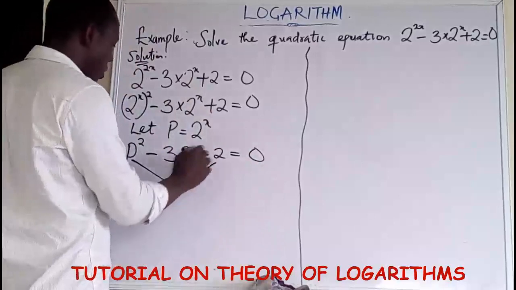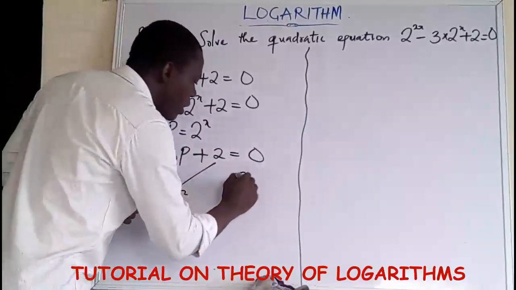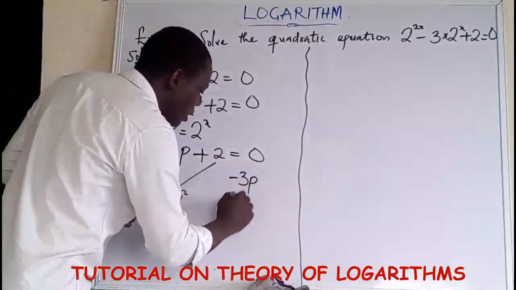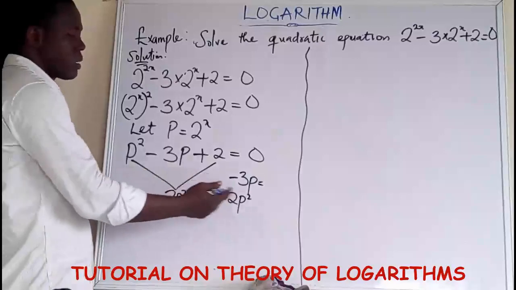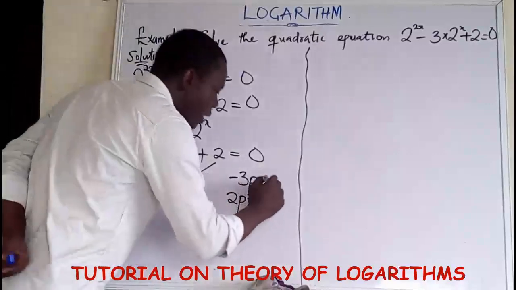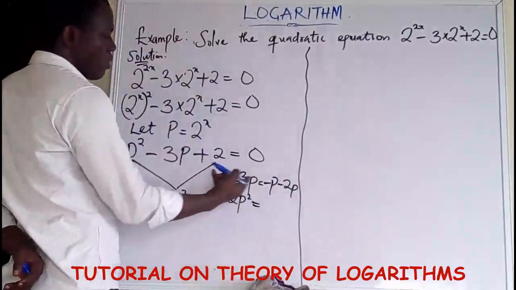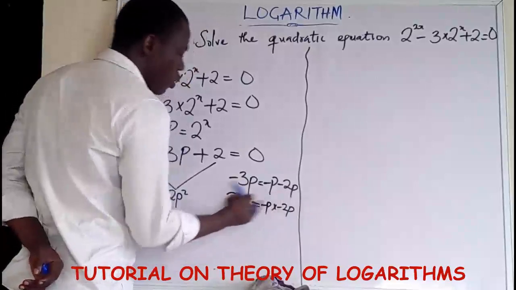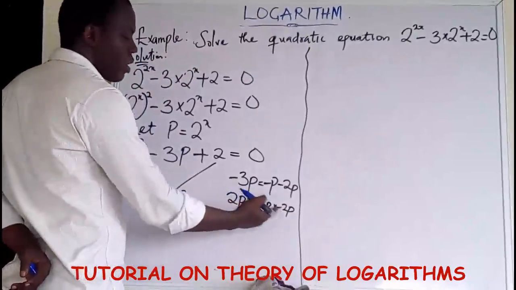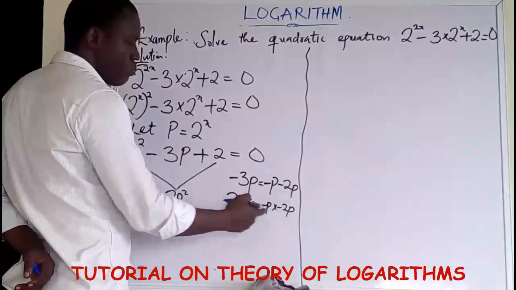Now let us solve it in the quadratic way. So we multiply this one, that's 2p squared. We are looking for 2 numbers that when we add them together, we must get minus 3p, and when we multiply them, we must get 2p squared. That is minus p and minus 2p. Minus p minus 2p will give us minus 3p, and when we multiply minus p by minus 2p, we get 2p squared, because minus times minus is plus. That is 1 times 2 is 2, p times p is p squared.